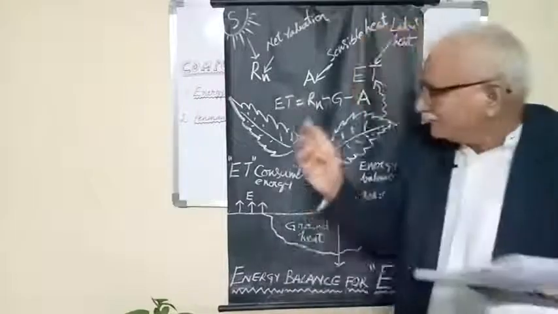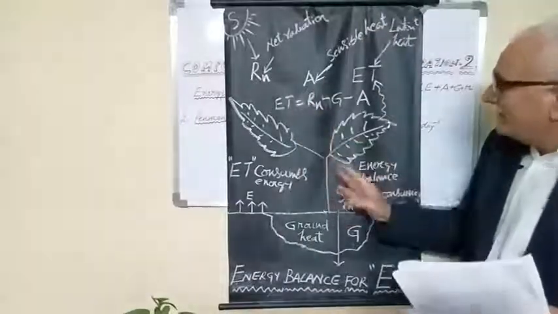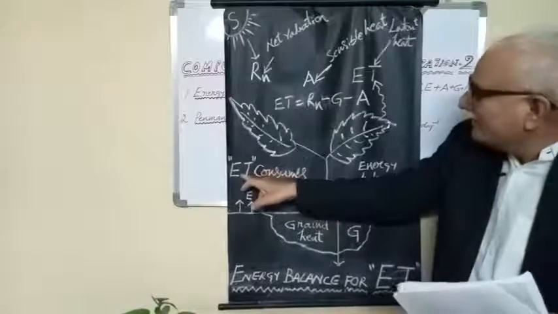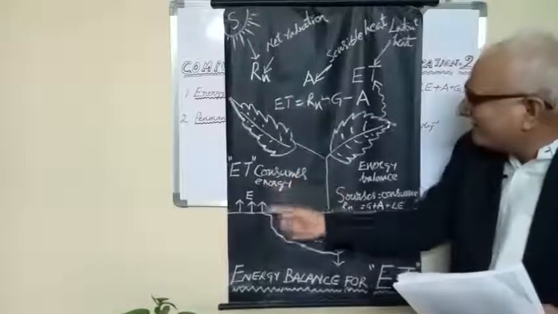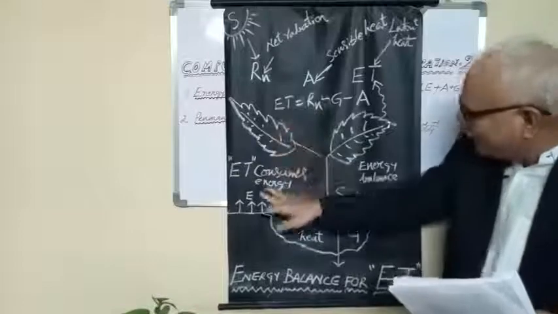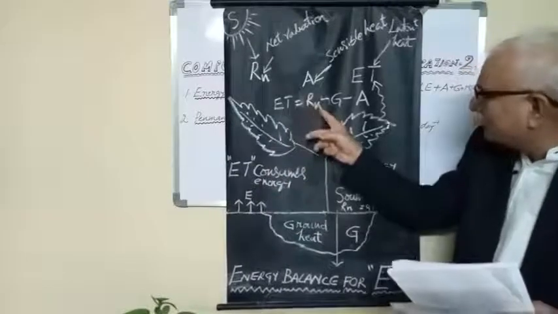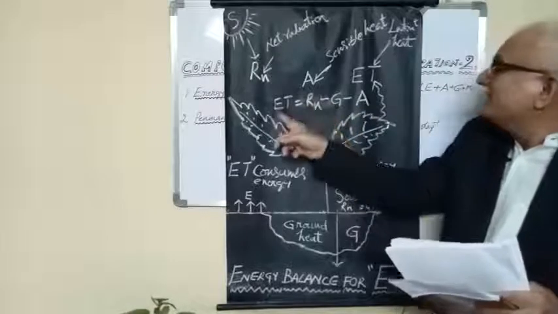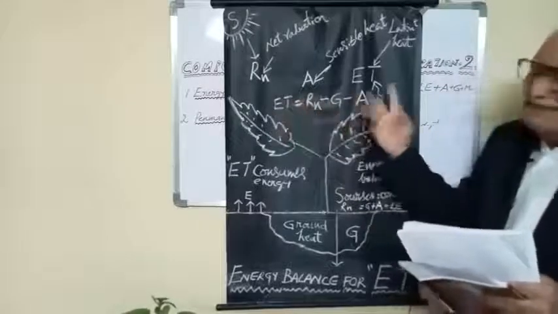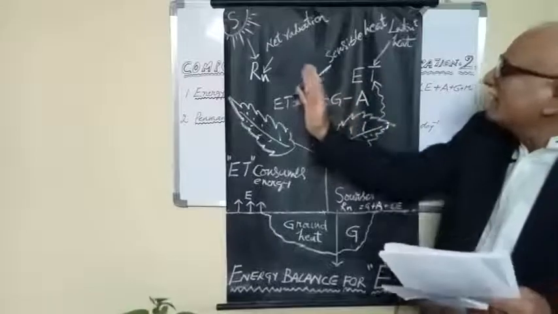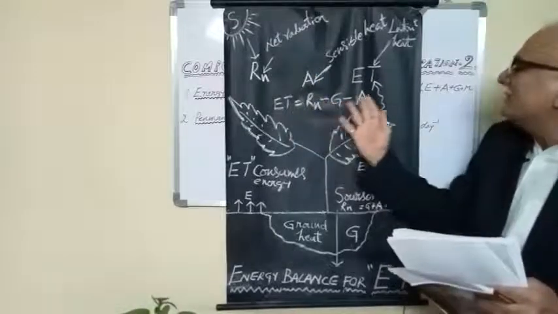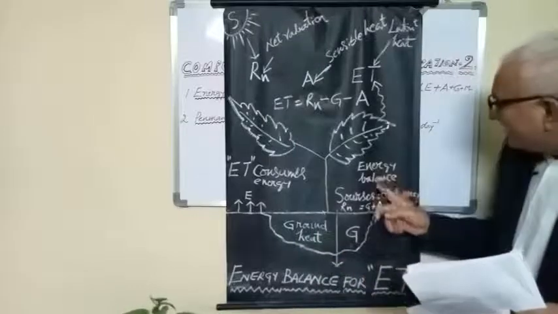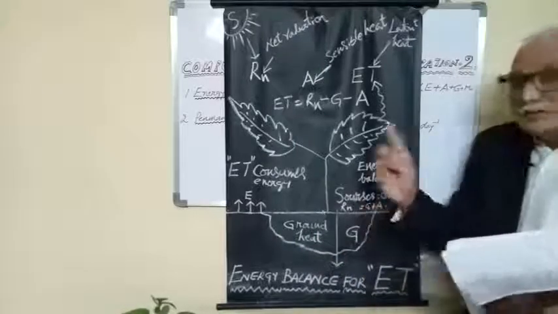Now see, here in the diagram I tried to give you an understanding that evapotranspiration consumes the energy. ET is equal to Rn minus G minus A, because Rn is equal to ET plus G plus A. Simple arithmetic. When you take ET to that side, Rn minus G minus A, you will get it. The ground heat is going into the ground.